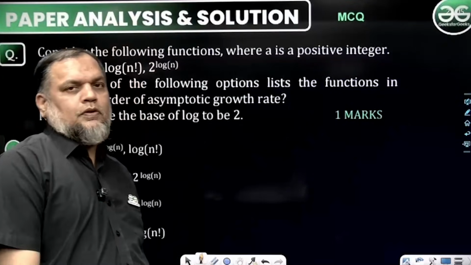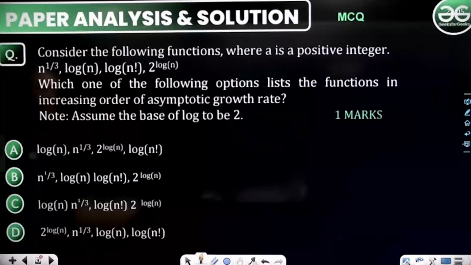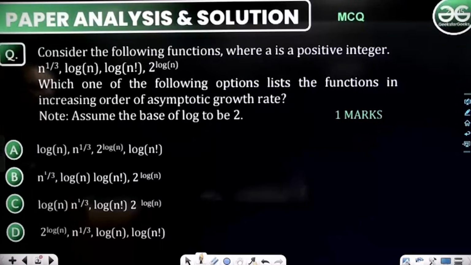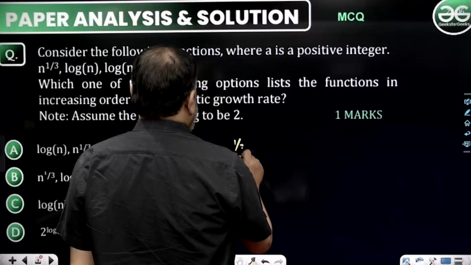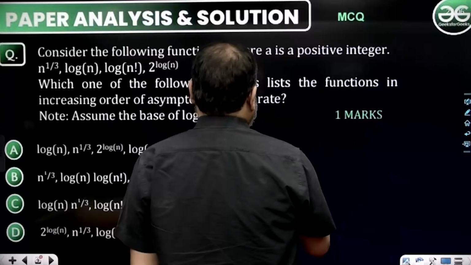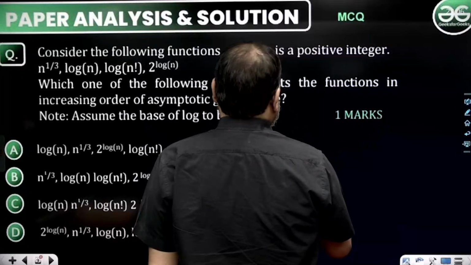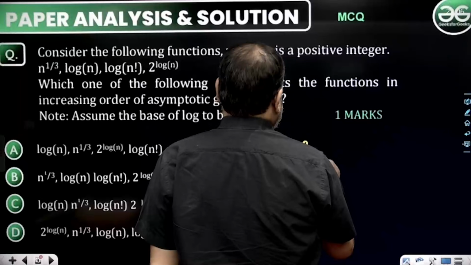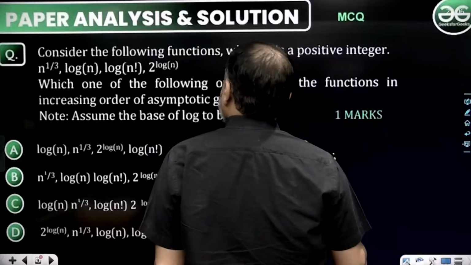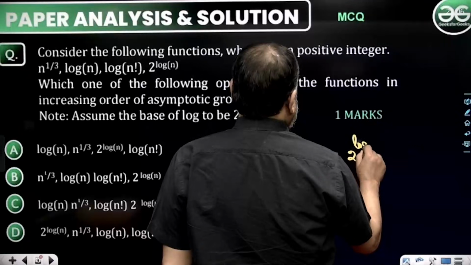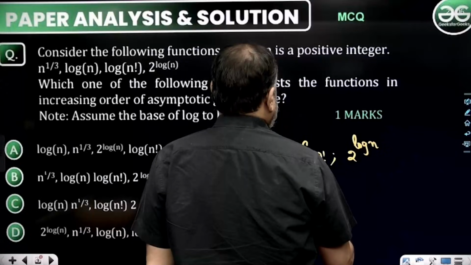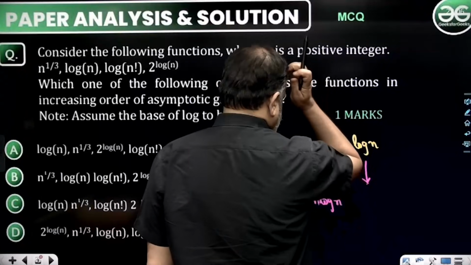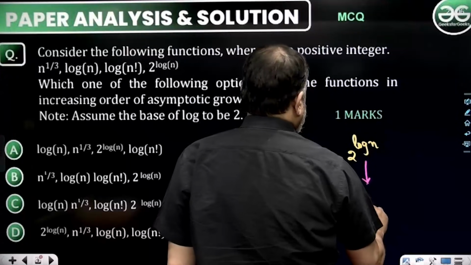All right, let's see the solution for algorithm shift 2 of GATE 2026. Consider the following functions: n power 1/3, log n, log n factorial, and 2 power log n. If you see log n factorial, many a time we have already seen it is theta of n log n. And the last function is 2 power log n. So using the property of log, this is nothing but n.